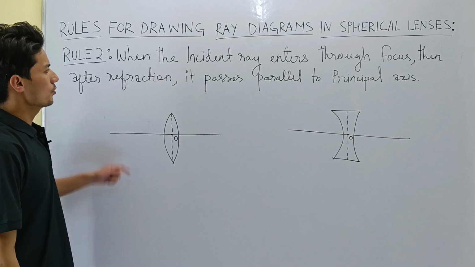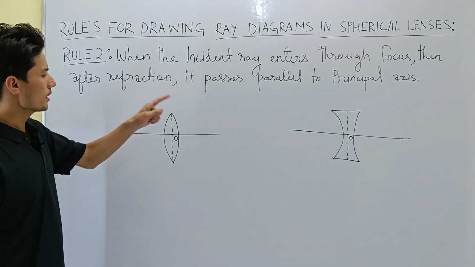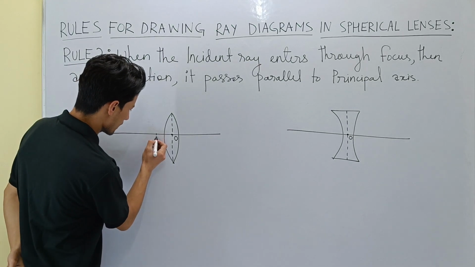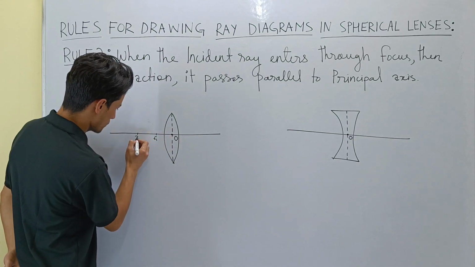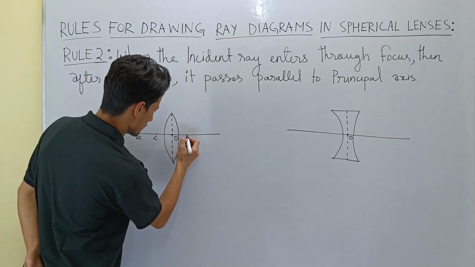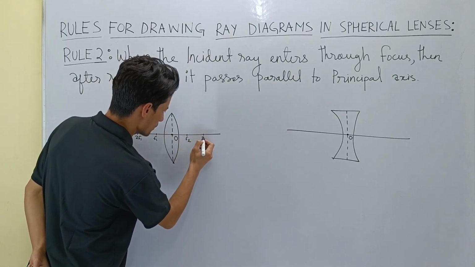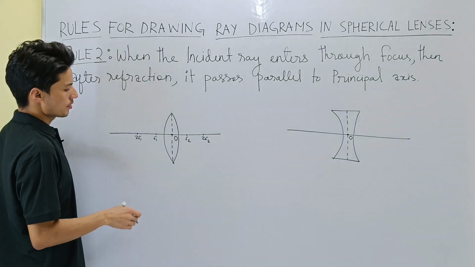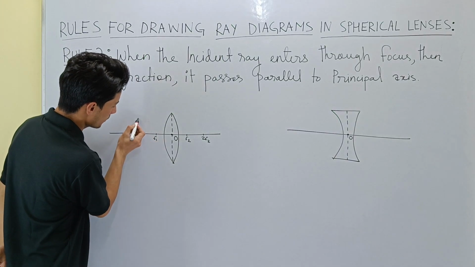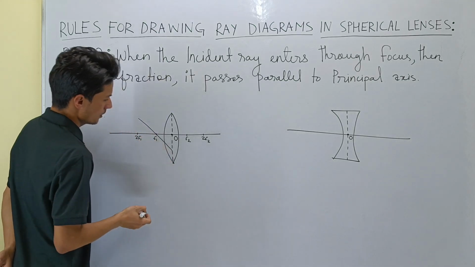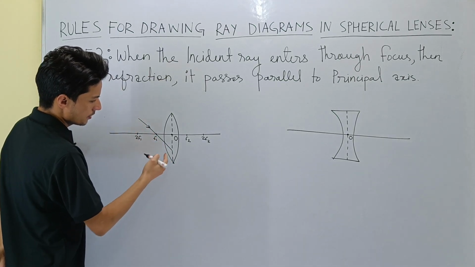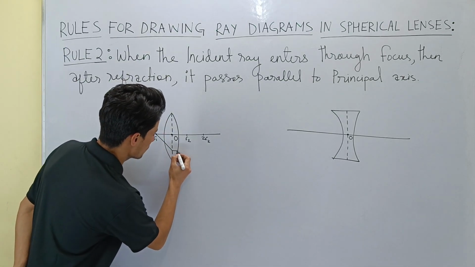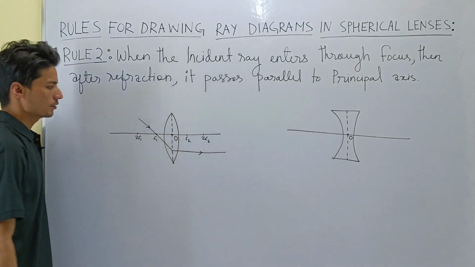The statement is when the incident ray enters through focus, then after refraction it passes parallel to principal axis. So here is my f1 and this is my 2f1, this is my f2 and this will be my 2f2. According to the rule, the incident ray enters through focus, so let it enter through focus like this. Now it has touched the aperture. Refraction will take place, and after refraction, according to the statement, it will go parallel to the principal axis. So this is how the ray will travel.